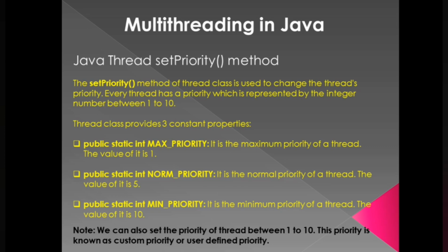Public static int NORM_PRIORITY. It is the normal priority of a thread. The value of it is 5. Public static int MIN_PRIORITY. It is the minimum priority of a thread. The value of it is 10. Keep a note that we can also set the priority of a thread between 1 and 10. This priority is known as custom priority or user-defined priority. Please note this.